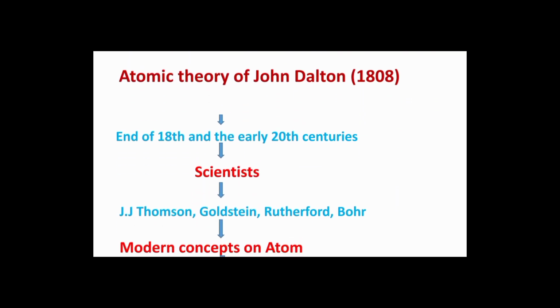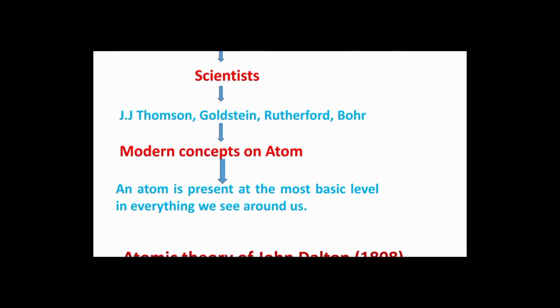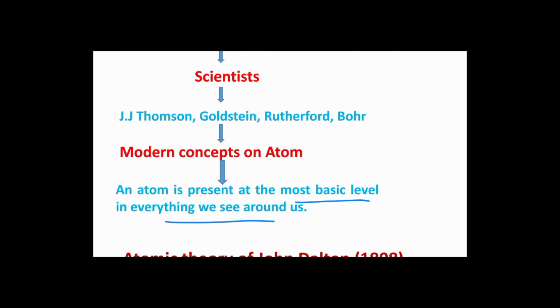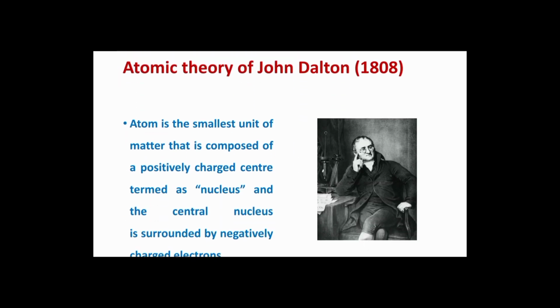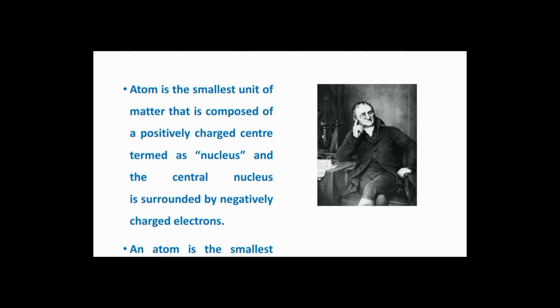Atomic theory of John Dalton. This is the modern concept, and everything around us is made up of matter, so atoms are present. Atom is the smallest unit of matter that is composed of a positively charged center termed the nucleus, and the nucleus is surrounded by negatively charged particles, which we call electrons.